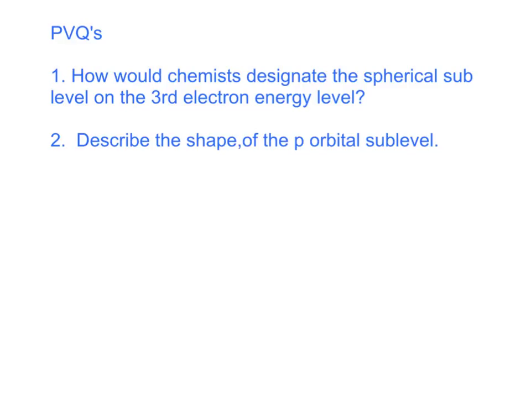Okay, as promised, we have 2 post-video questions for you, and I kept them both on a practical level. Number 1, how would a chemist designate the spherical sublevel on the 3rd electron energy level? Remember, these energy sublevels have different shapes, where we believe the electron is occupying some place in that region. What is the designation for the spherical shaped energy sublevel on the 3rd electron energy level?